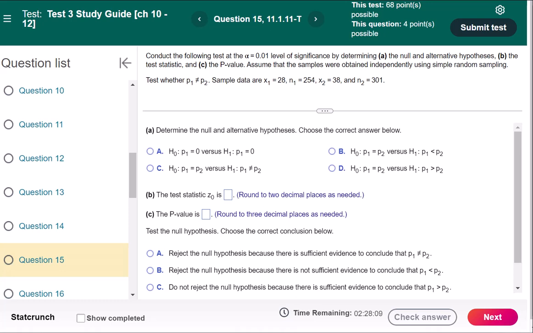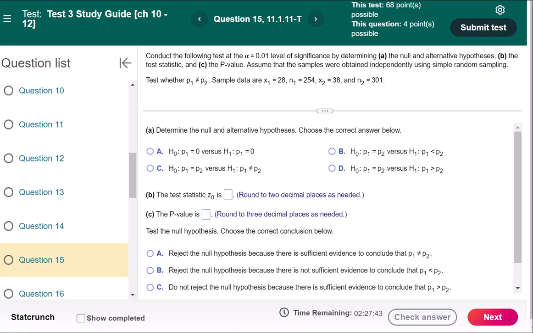Okay, now this is the second video recording the questions from chapters 11 and 12. Number 15, conduct the following test at alpha equal 1% by determining null, alternative, test statistic, p-value. Assume the samples were obtained independently using simple random sampling. So we need to test that p1 is not equal to p2.